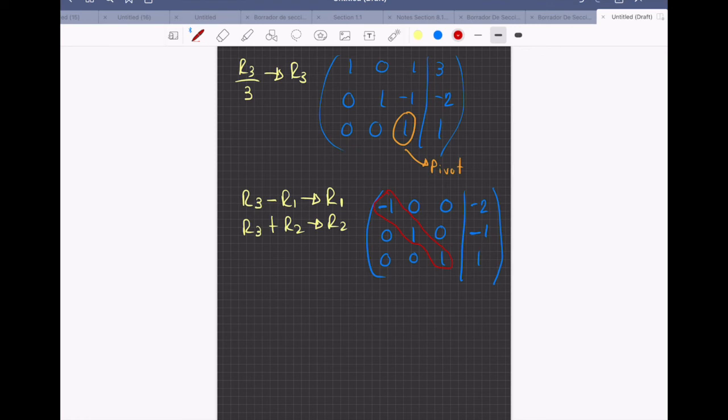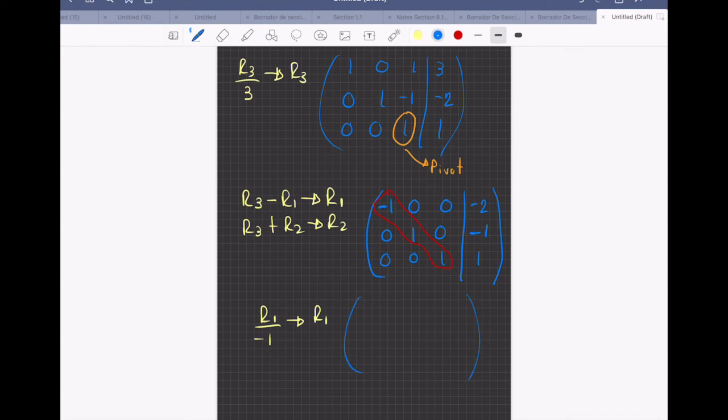Once you have completed the zeros, only divide each row by the number you see here to turn this into 1. Fortunately, this is 1 and this is 1 already, but this one is not 1. So I need to divide or multiply this row by negative 1. And that's going to be my next operation. Row 1 divided by negative 1 we replace row 1.